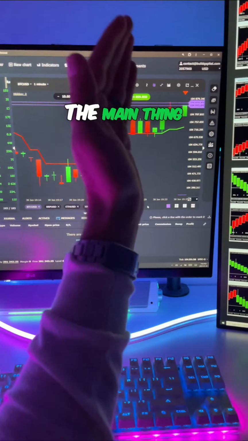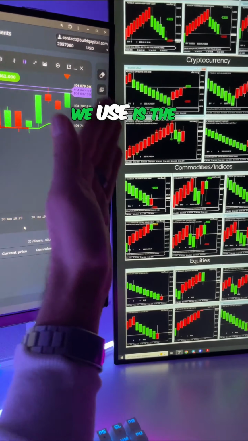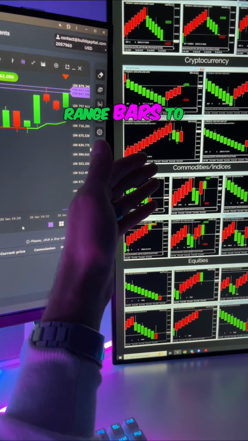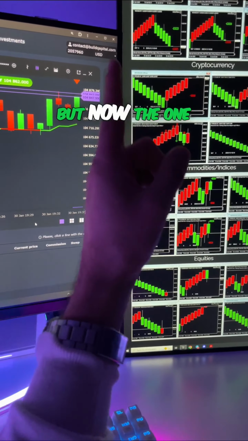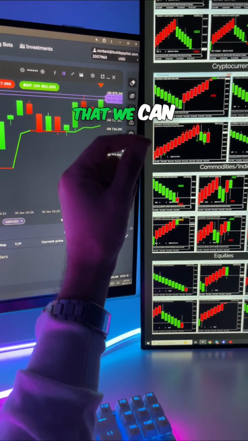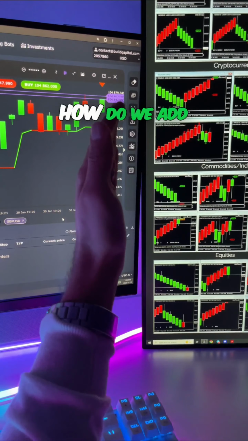Now, basically, the main thing that we use is the range bars. So we'll use the range bars to determine whether we're entering a long position or a short position. But now, the one thing to realize is that we can actually add layers to the strategy. Now, how do we add layers?